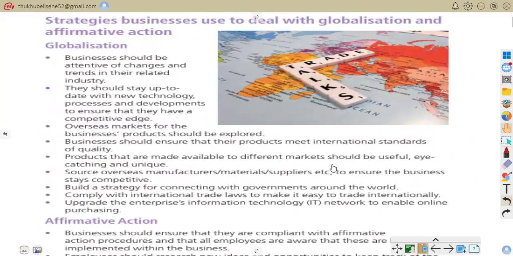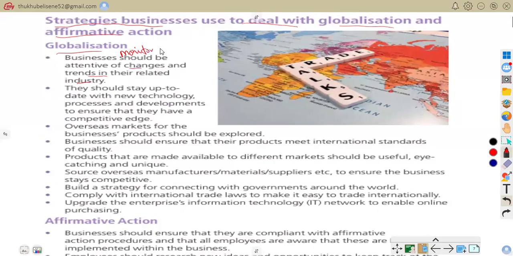Now we are on the strategies. Strategies business used to deal with globalization and affirmative action. Now we're going to start with globalization. Strategies to deal with globalization. It says business should be attentive of changes and trends in their related industry. Monitor industry trends. That's what it means.